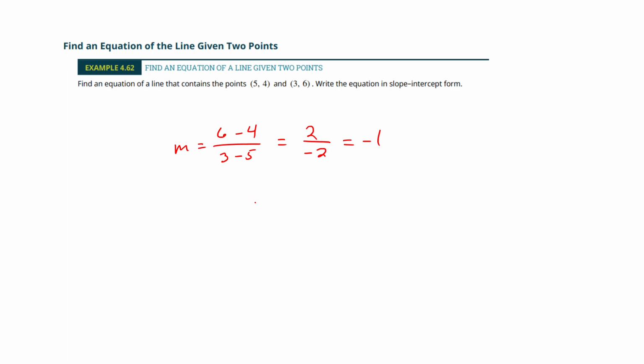Okay, now it becomes the exact same problem as before. I'm going to do it this way. Now, I can choose either point. If these points are on the line, they'll both work. So pick whichever one you want. I'm going to pick this one. My y is 6. I got my b. It's 9.